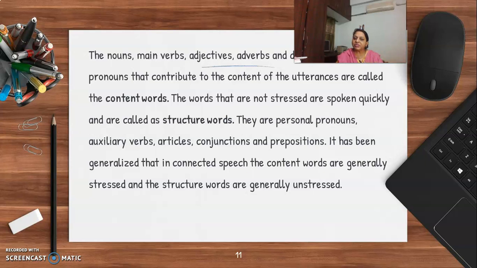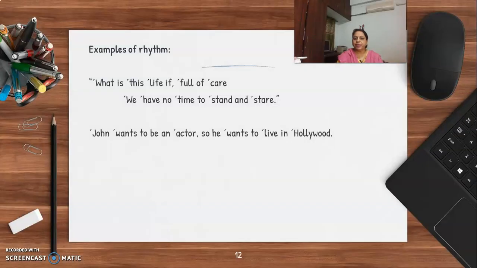The others, which are not stressed, are spoken quickly and they are called structure words. They are personal pronouns, auxiliary verbs, articles, conjunctions, prepositions. They just are there to help, as helping verbs, we can just say auxiliary verbs. It has been generalized that in connected speech, the content words are generally stressed and the structure words are generally unstressed.